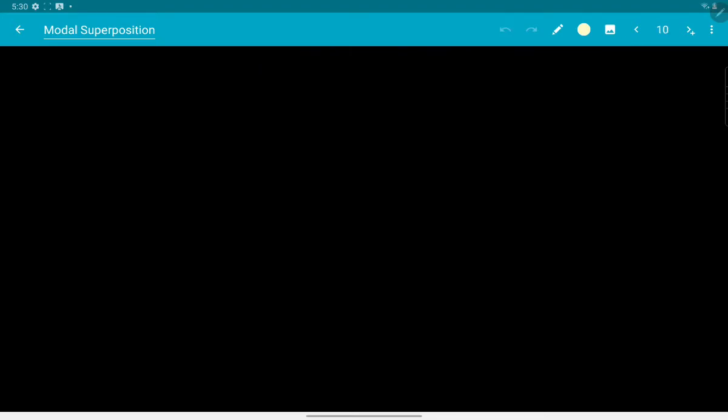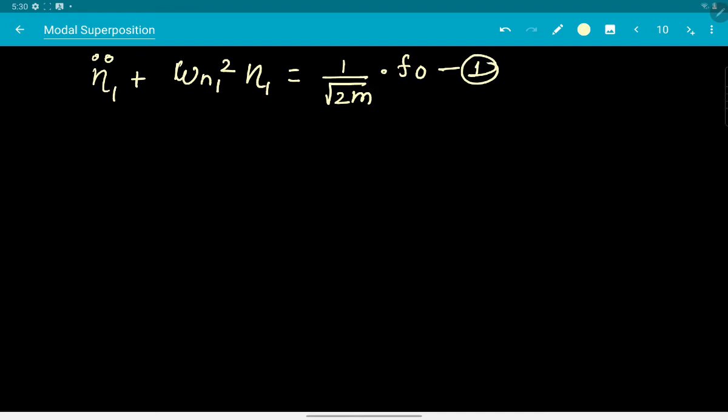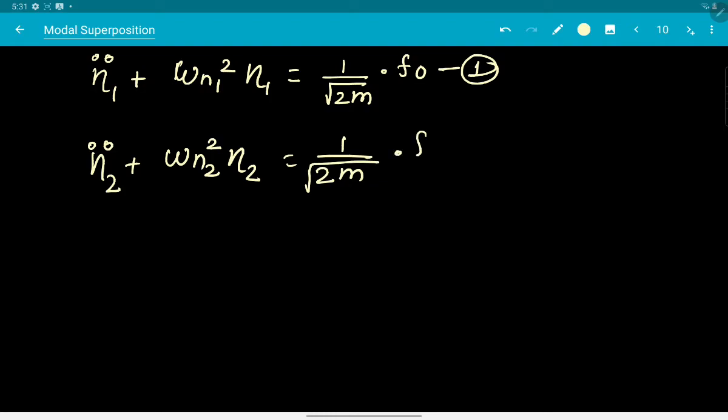So we now have two equations. I'll write them down. Eta 1 double dot plus omega n1 square, which is nothing but k by m, or I'll write it as omega n1 square itself, times eta 1 equal to 1 over square root of 2m times f0. This is equation number 1. And eta 2 double dot plus omega n2 square eta 2 equal to 1 over square root of 2m times f0, which is equation number 2.